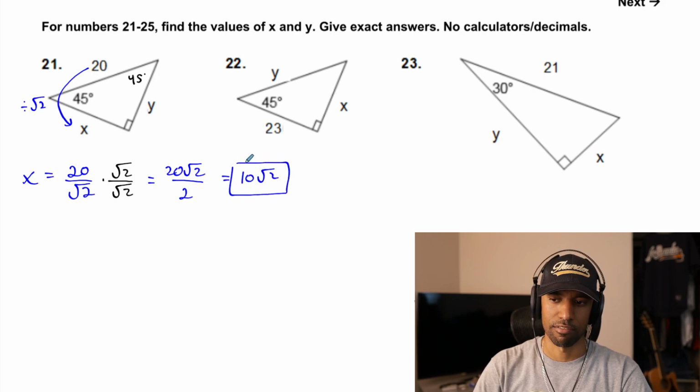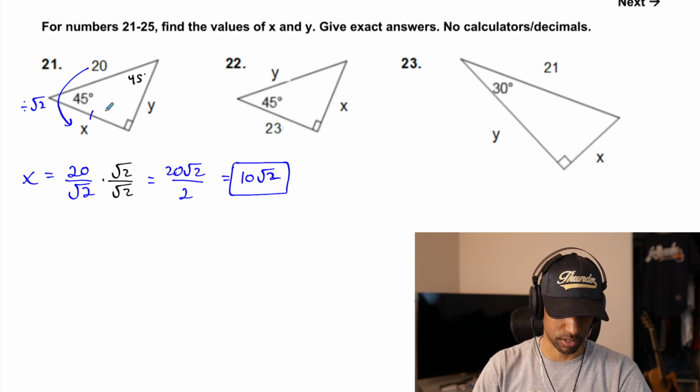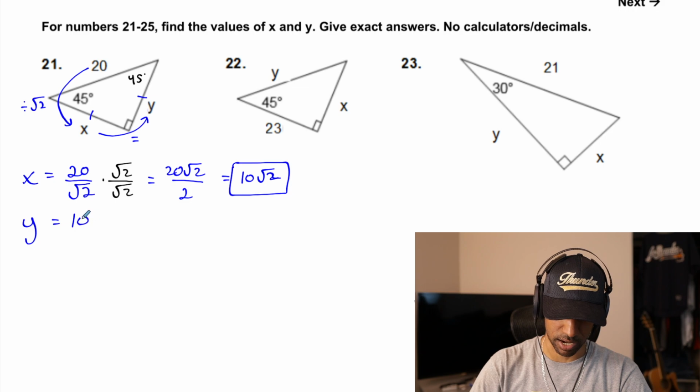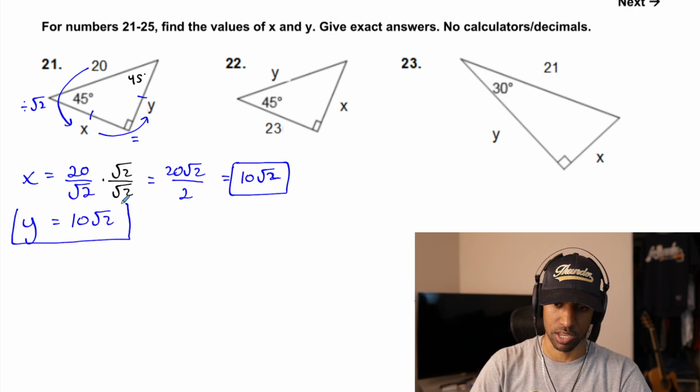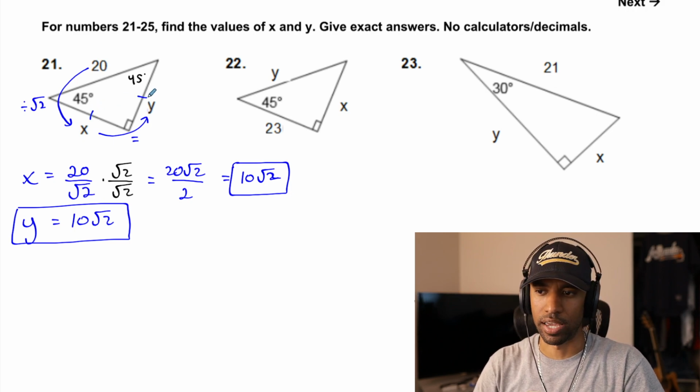That is x's value. A 45, 45, 90 right triangle is isosceles as well. Whatever this length is, this length is. These are congruent. These will be equal to each other. So y also equals 10 root 2 because x does. So those are both of your values. Again, whatever x is, y is. All right, let's take a look at this one.